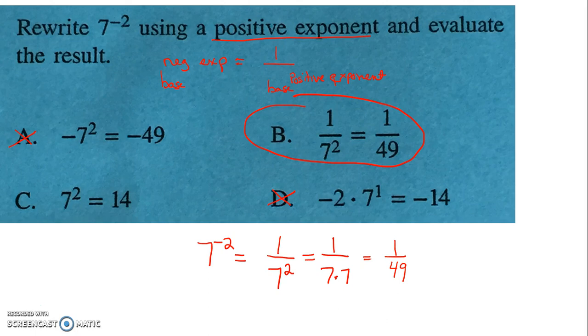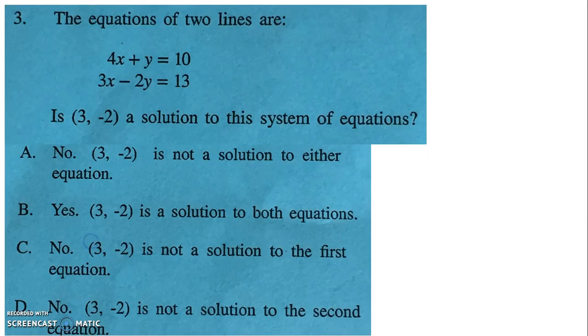Pretty straightforward. Let's take a look at number 3. The equations of 2 lines are given below. So you're given a system of equations. 4x plus y equals 10. 3x minus 2y equals 13, and they ask, is (3, negative 2) a solution to the system of equations? You can either solve this system, or you could plug (3, negative 2) into each equation and just see if it works. That would be checking it in both equations, and seeing if it works for both.